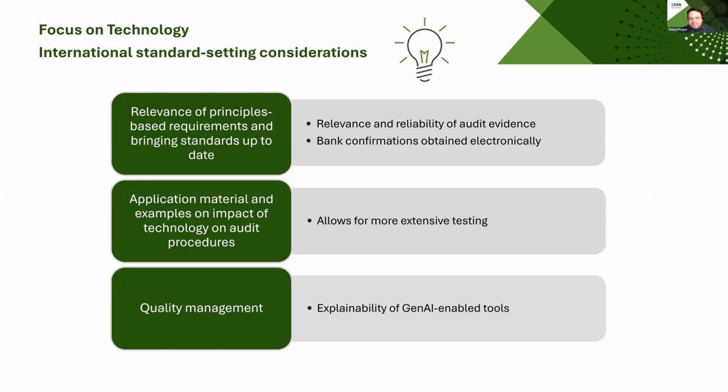Then lastly, they have already identified that quality management is a challenge, and this specifically relates to generative AI-enabled tools. The reason for this is that the decision-making processes behind these tools are not transparent. And as these tools are being used, they evolve. This makes it difficult to explain how an output is generated.